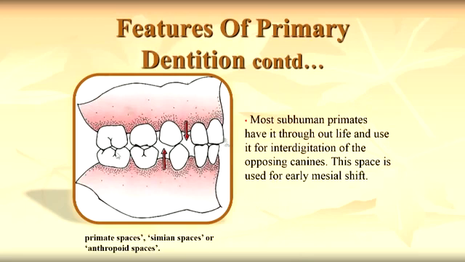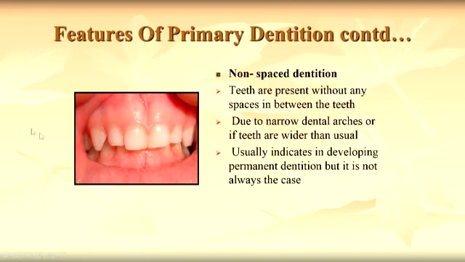Here we can see that most subhuman primates have spaces throughout life, used for interdigitation of the opposing canine. This space is used for early mesial shift, and this is a very important primate space. Simian spaces are also called anthropoid spaces.